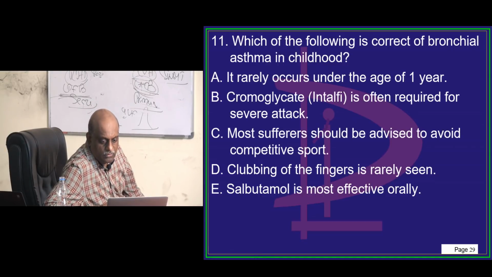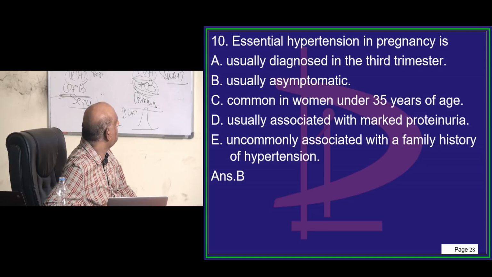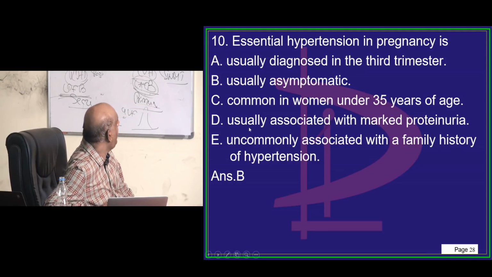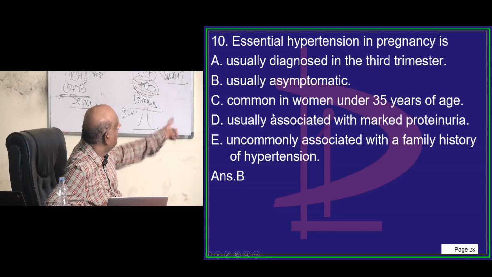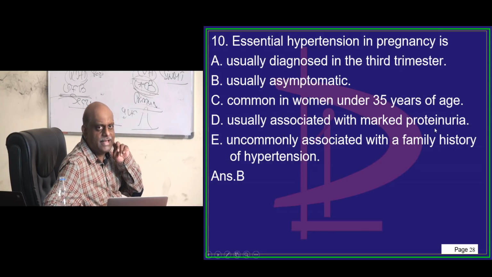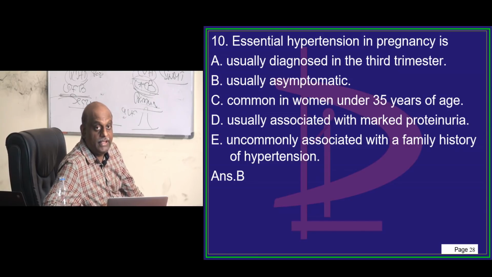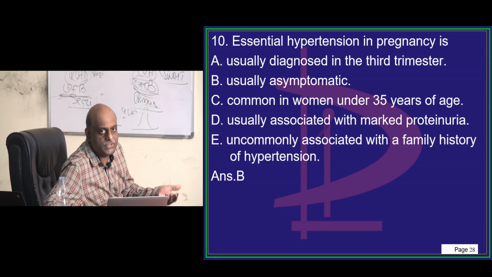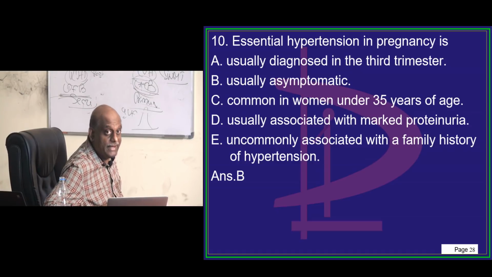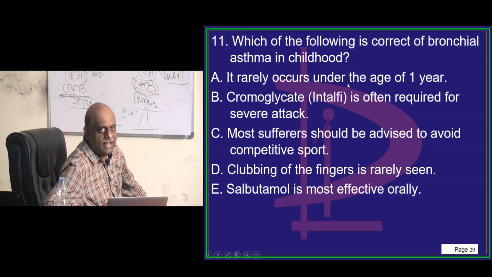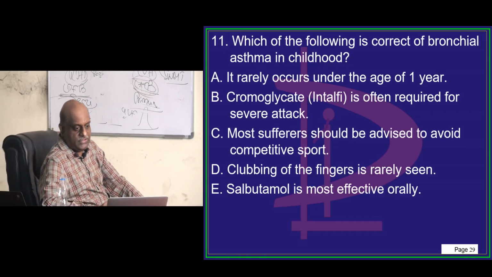Now, bronchial asthma. Madhu is asking, sir, is it A or C? Generally, under 35, any hypertension is secondary, doctor. Generally, that is the rule. Above 60 also it is secondary, because above 60 you have atherosclerosis that leads to renal artery stenosis, and that is the reason you get the secondary renal hypertension. About the bronchial asthma in childhood, what is your answer?